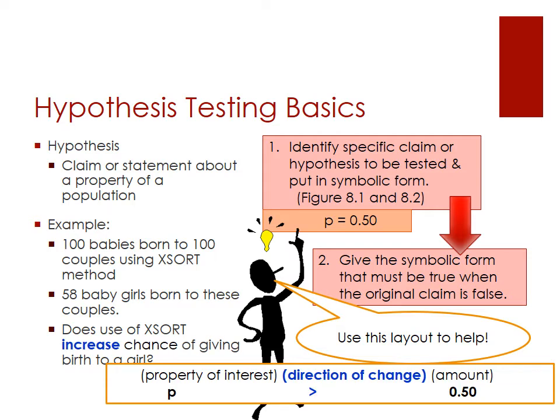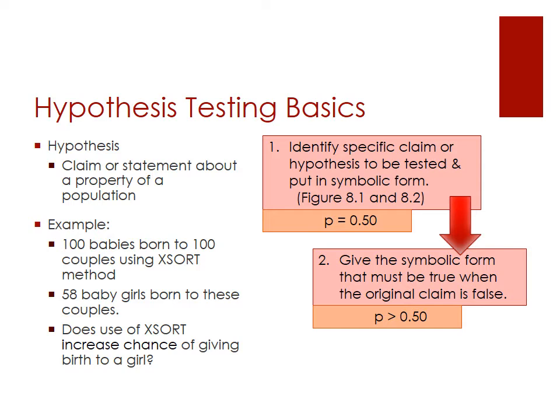Well, here we can see that they're anticipating an increase. So our direction of change is going to be greater than. So we have p is greater than, and then we have our amount, 0.50. So p is greater than 0.50. So that's our second step.